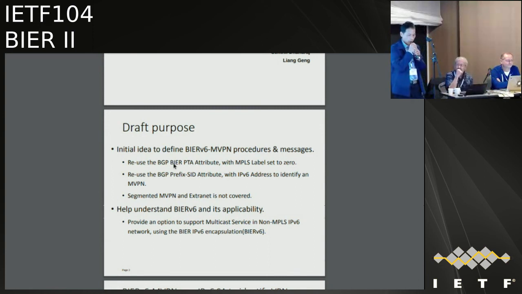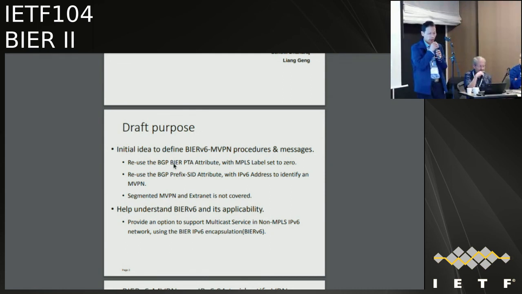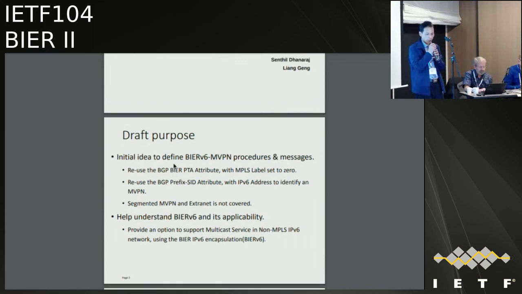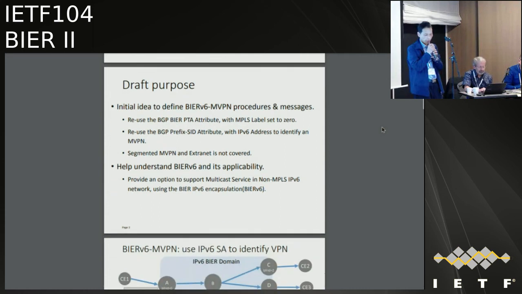Hello, everyone. This draft presents BIERv6 and MVPN. This is the initial idea to define the BIERv6 MVPN procedures and messages. It invents nothing but reuses the PTA attribute with the MPLS label set to 0, and it reuses the BGP prefix SID attribute with the IPv6 address to identify an MVPN. The segmented MVPN and the extranet MVPN are not covered. This draft also helps understand BIERv6 and its applicability. It provides an option to support multicast service in non-MPLS IPv6 network using the BIERv6 encapsulation.